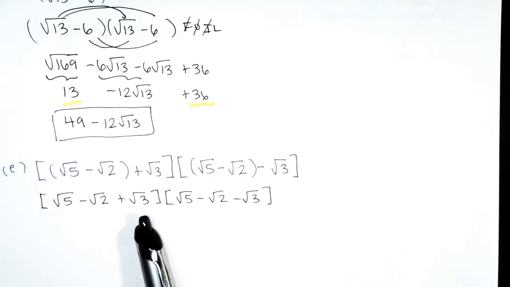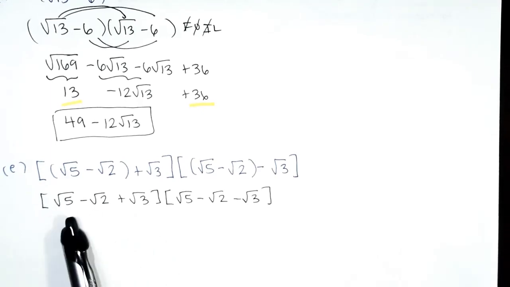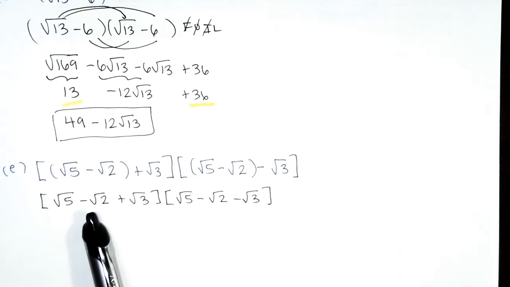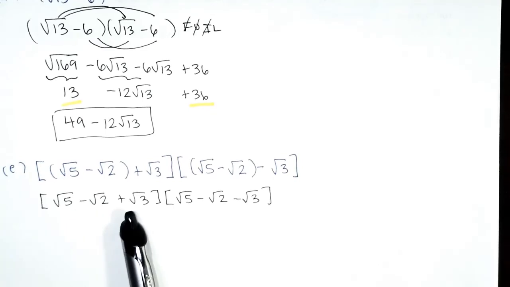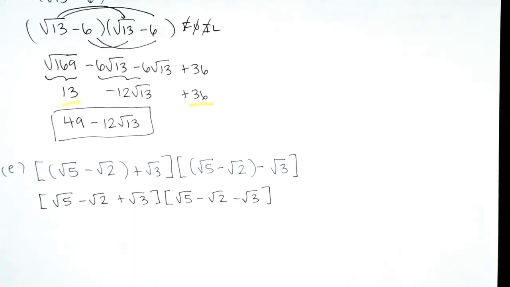Round 1, what do you get when you distribute the square root of 5? Round 2, what do you get when you distribute the negative square root of 2? Round 3, what do you get when you distribute the square root of 3? We do all our 3 rounds, and then if we have like terms to combine, go for it, and if we don't, then we don't.